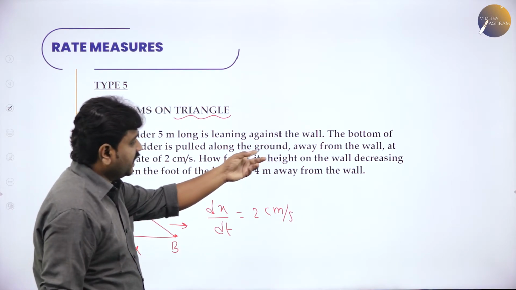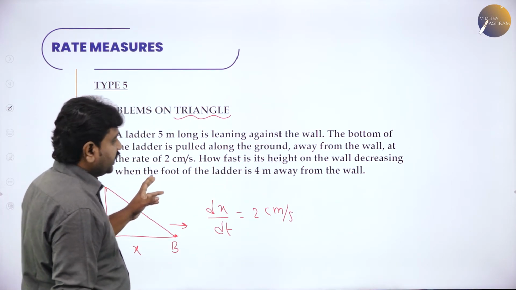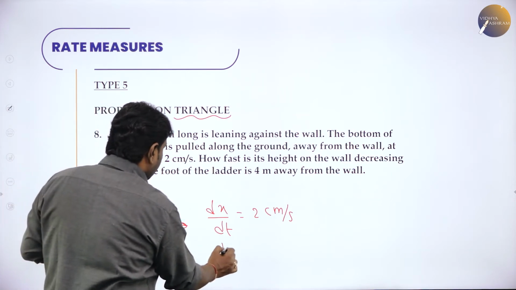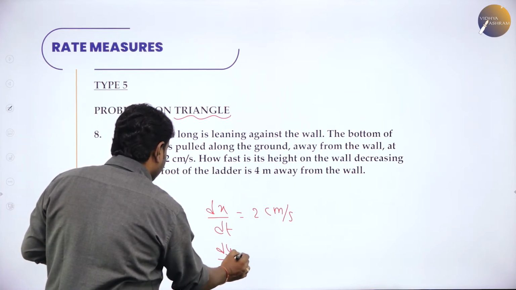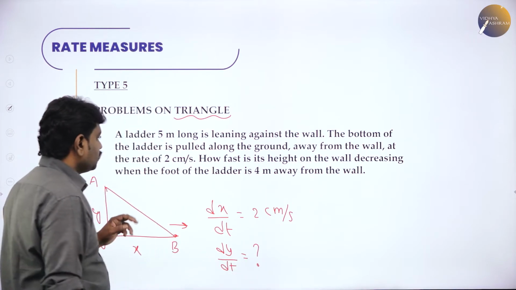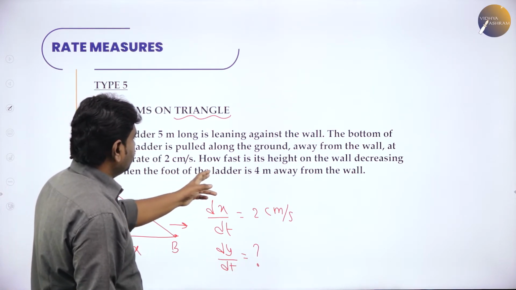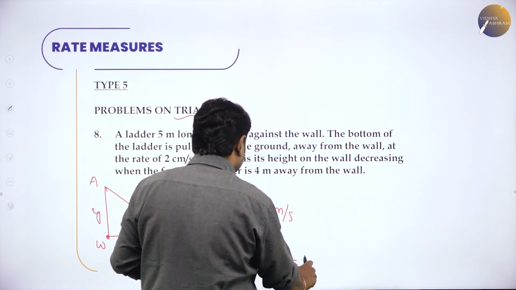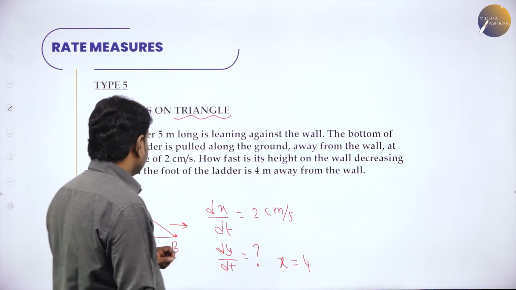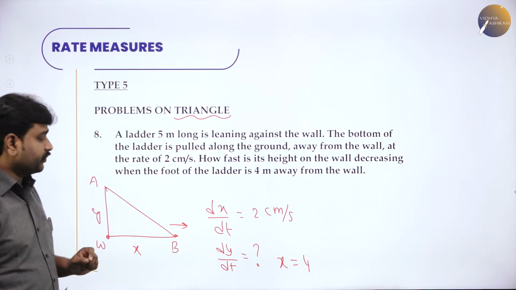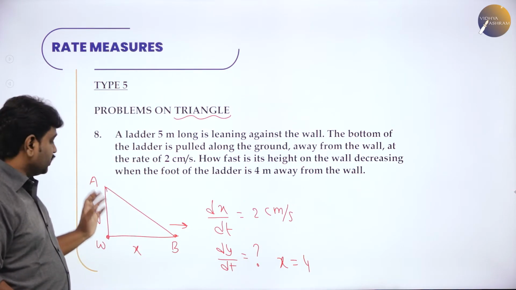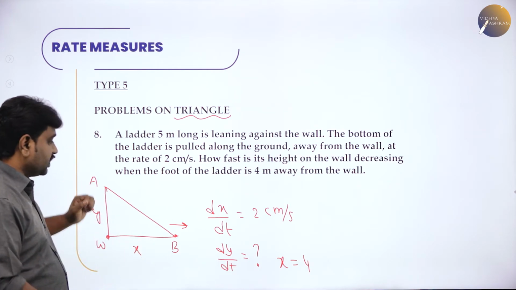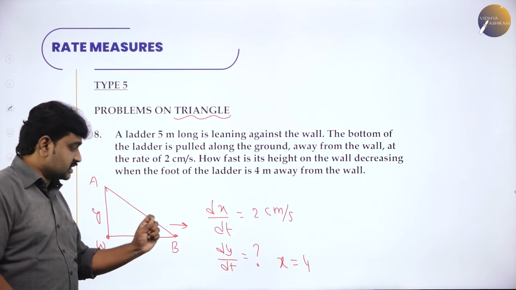How fast is the height on the wall decreasing? So when you pull like this y decreases. They want at what rate y changes, dy by dt value they want. And when the foot of the ladder is 4 meter, so they want dy by dt when x is 4. That's it. So now they gave a wall AW, they gave ladder AB, they're pulling the bottom of the ladder so that the height decreases. At what rate the height decreases is the question.